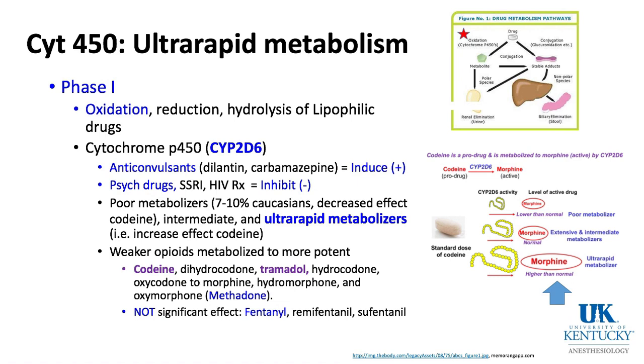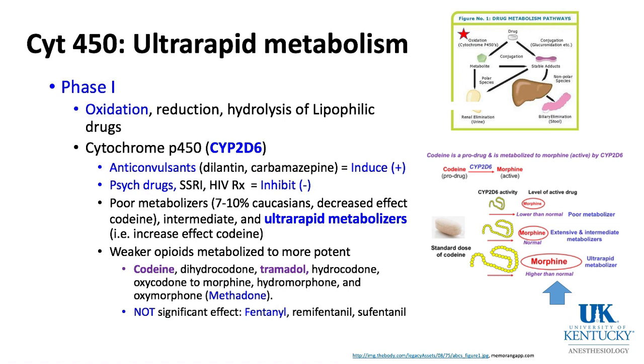Weaker opioids, some are metabolized to more potent opioids. Codeine was one example; tramadol is another, hydrocodone, dihydrocodone, oxycodone to morphine, hydromorphone, oxymorphone, methadone. There's no significant effect with fentanyl, remifentanil, and sufentanil. So for the synthetic opioids that we use in the operating room, there's not so much effect of this CYP2D6 system.